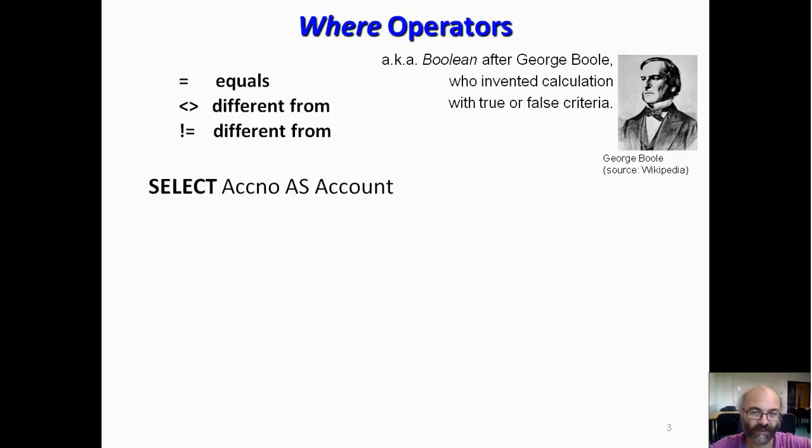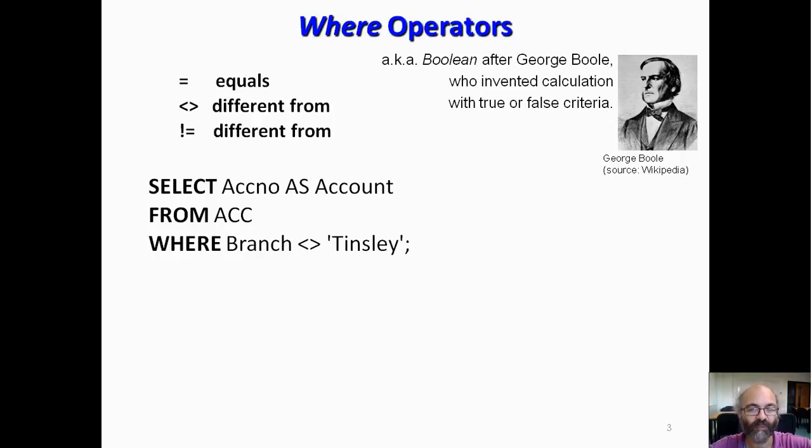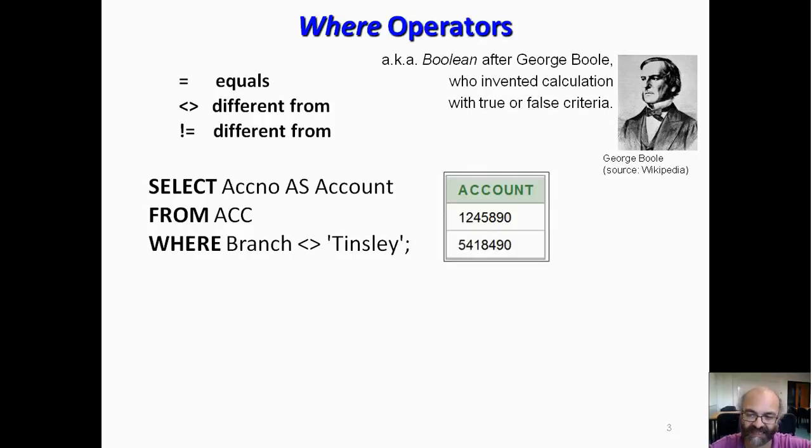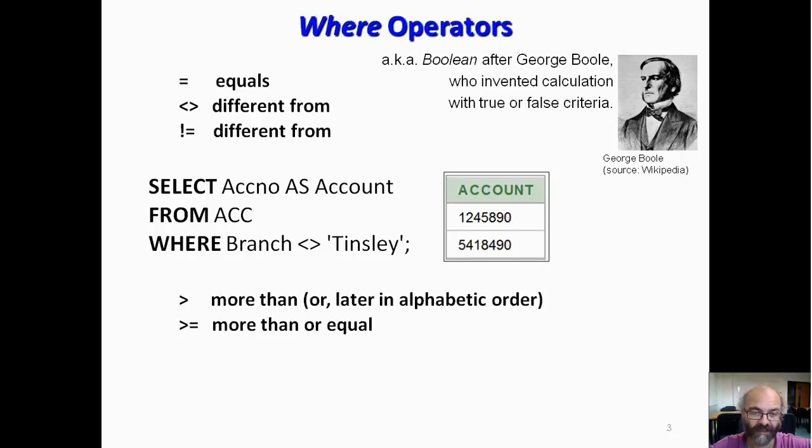select ACNO as account from Mac, where branch is either before or after Tinsley, which gives us every branch except for Tinsley. Then there is more than, or if you're looking at letters, later in alphabetic order, more than or equal, less than, or before in alphabetic order, and less than or equal.